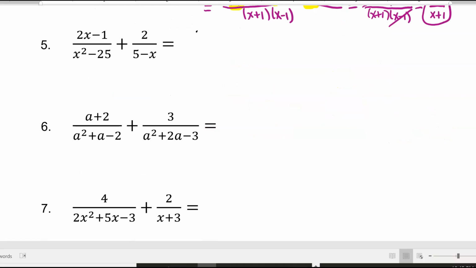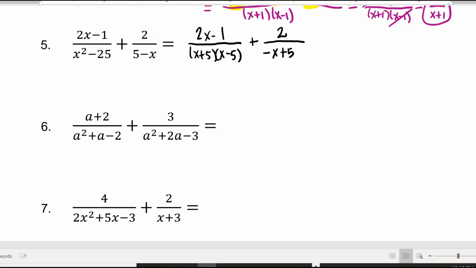So next, we have 2x minus 1 divided by, so what are the factors of x squared minus 25? They are x plus 5 times x minus 5, plus, then we have 2 over 5 minus x, but let's rewrite that in descending order. So it would be negative x plus 5.